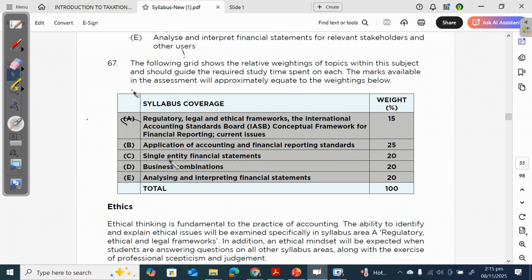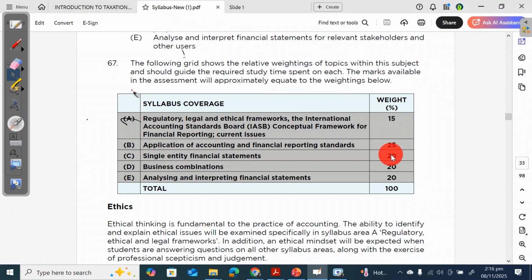Then single entity financial statements, that's 20%. So this also can be challenging, so that one too, you need to put in a lot of effort. And these two are challenging and also time consuming in exams. So if you are not careful, you can spend all your time on consolidation, and the same applies to the financial statements.